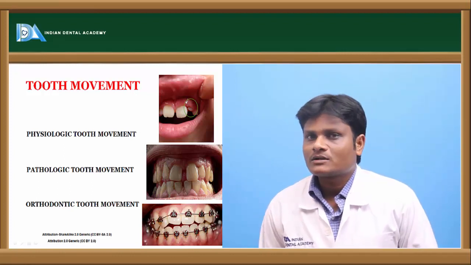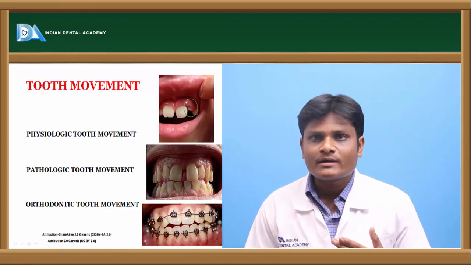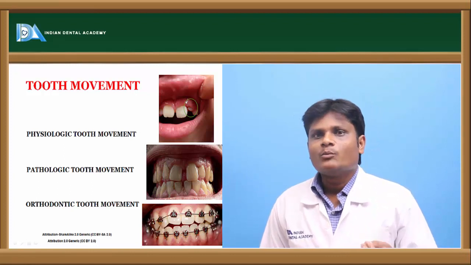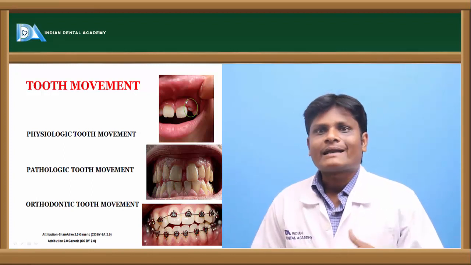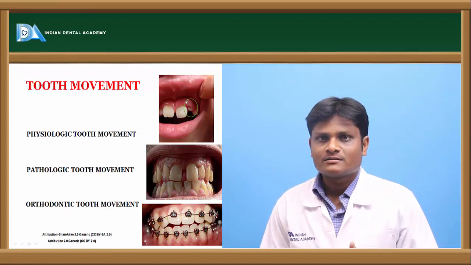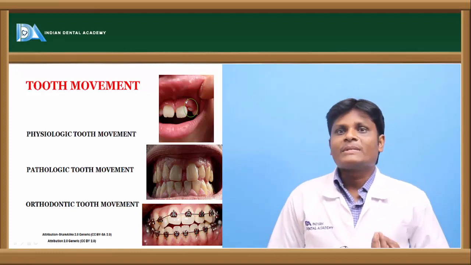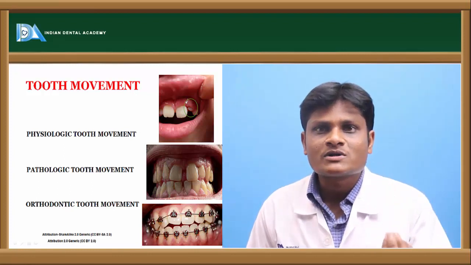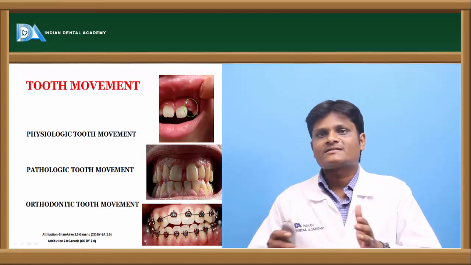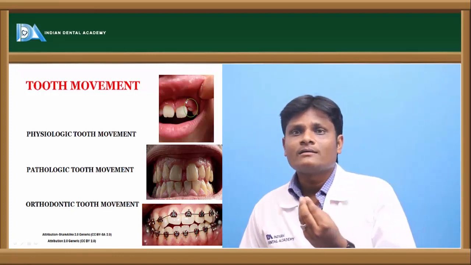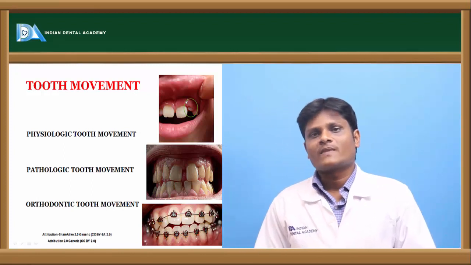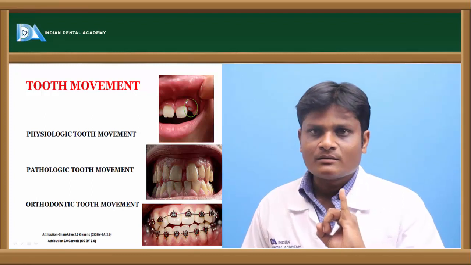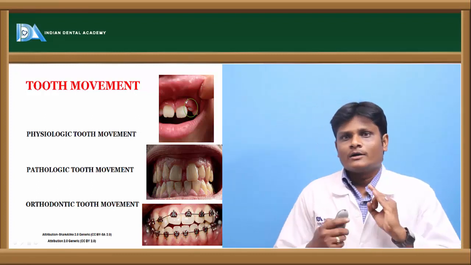Before entering into orthodontic tooth movement, let us know what is a physiologic tooth movement and what is pathologic tooth movement. What is a physiologic tooth movement? It is the movement of the tooth that naturally happens in the oral cavity as a process of eruption and as a means of maintaining continuous occlusal and proximal contact with the adjacent teeth in response to occlusal wear and proximal wear.